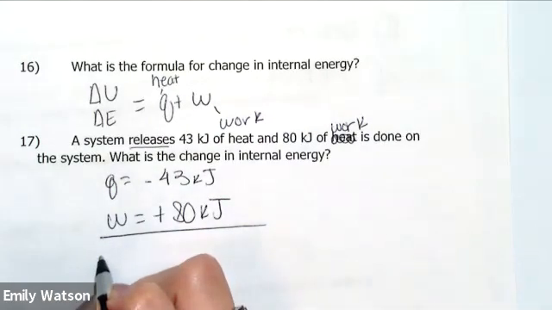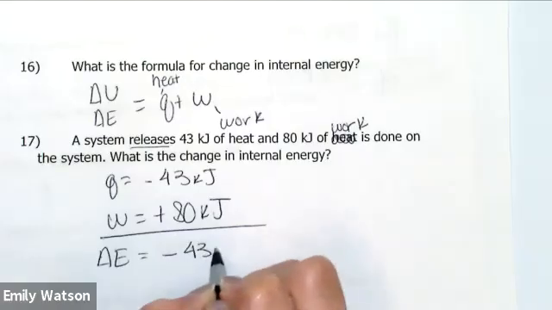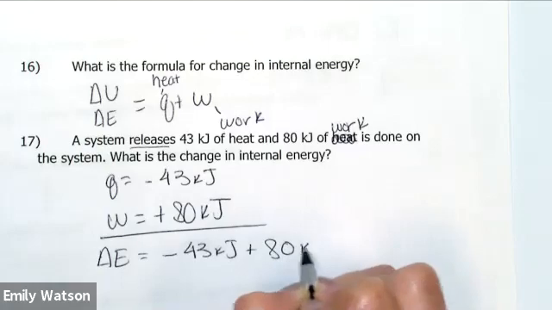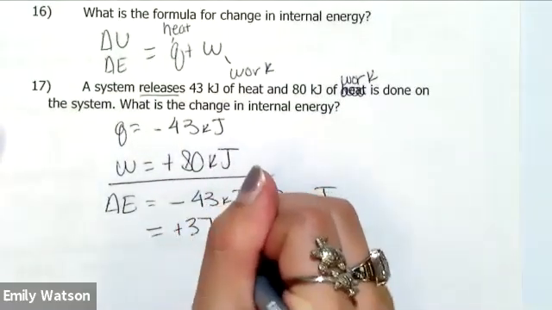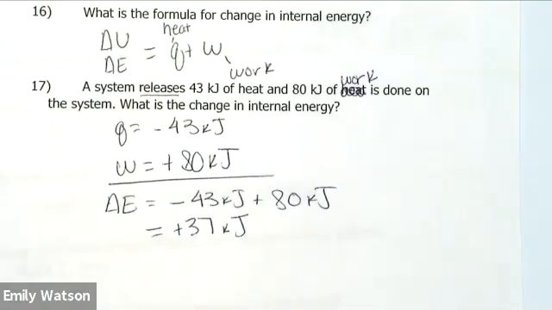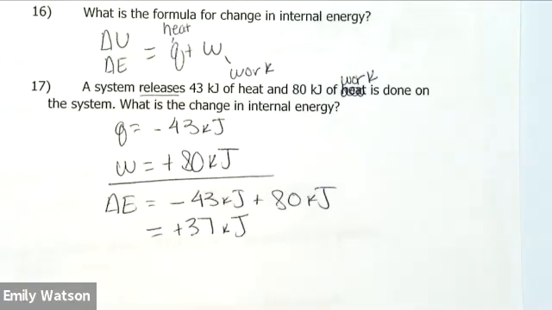So we're looking for delta E or delta U, whichever you want. Negative 43 kilojoules plus 80 kilojoules. What is our change in internal energy in kilojoules? 37. Yes, positive 37 kilojoules. What if I wanted that in joules? What would you do? Multiply by 1,000 and you'd get 37,000, right, yeah.